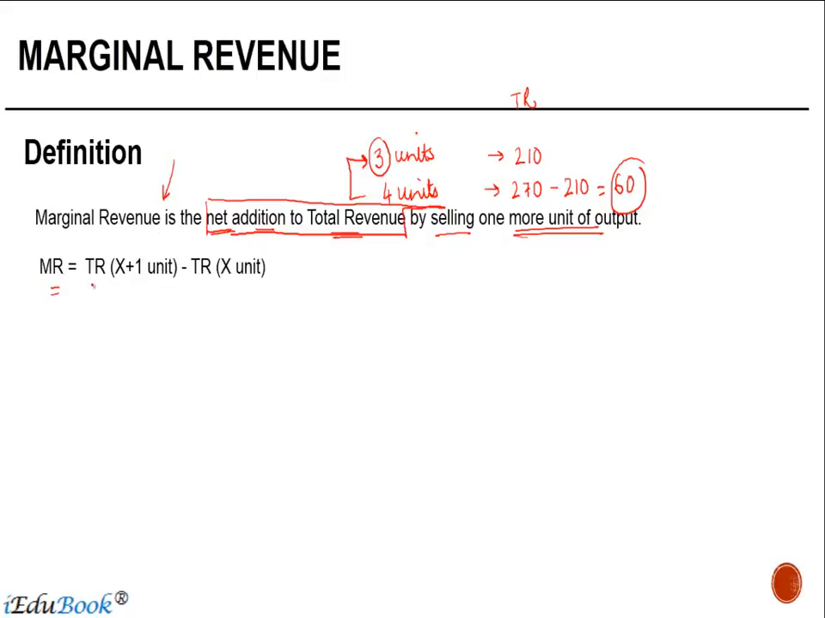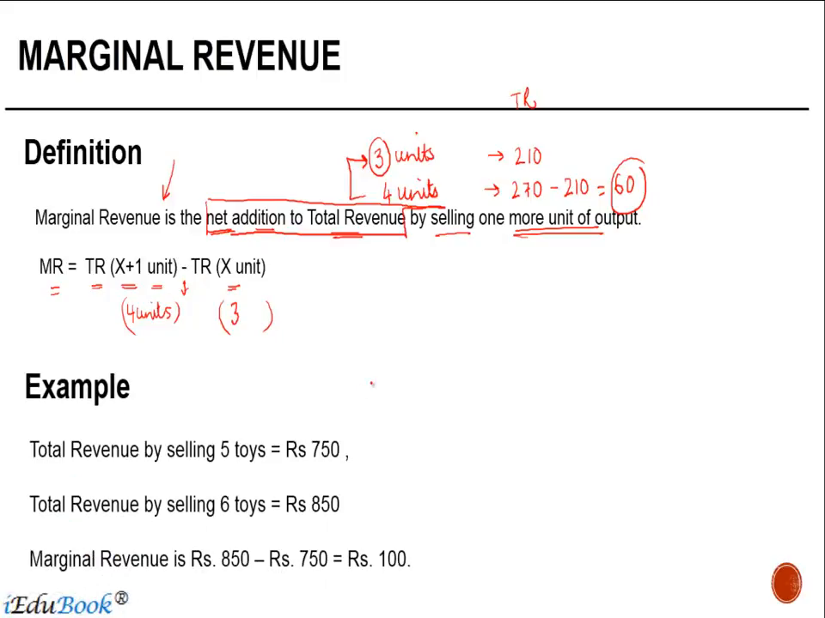So marginal revenue is the total revenue from the sale of X plus 1 unit minus the total revenue from sale of X unit. So if the X units originally were 3, the total revenue from X plus 1 will be from 4 units. Right? Example. So total revenue by selling 5 toys is equal to 750. Total revenue by selling 5 plus 1, 6 toys is 850. So what is the marginal revenue? It is equal to rupees 850 minus 750 or rupees 100.